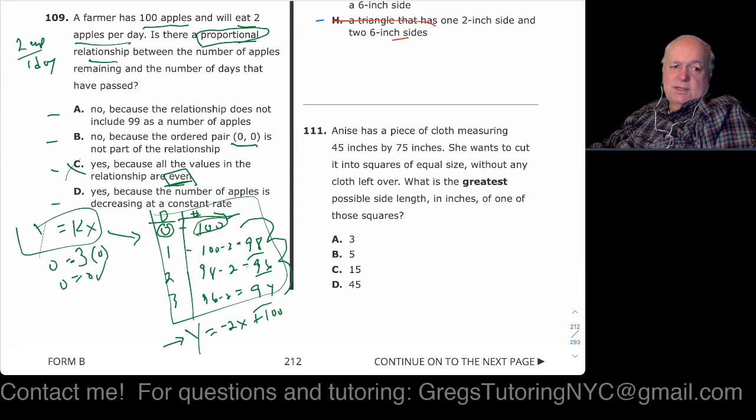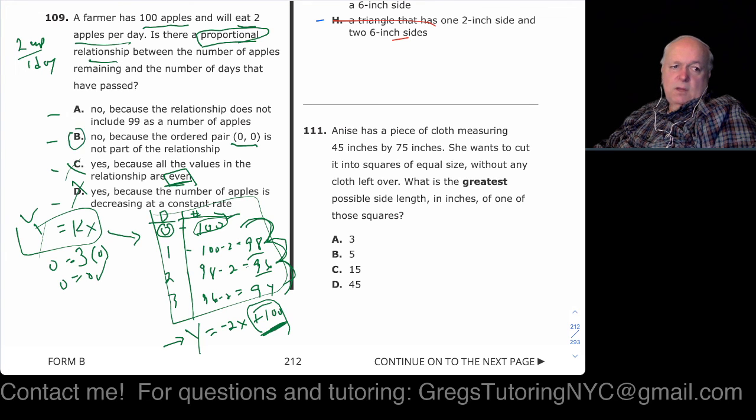And then yes, because the number of apples is decreasing at a constant rate. So it is going down by 2 apples per day. But that alone isn't sufficient, because it has to match this y equals kx thing. And we notice it has the plus 100 here. So k might be minus 2, but we started from plus 100. So for that reason, you're out the window. No go. All right, so now that we know it's no, and we believe it's because of what B is saying, B is the answer.